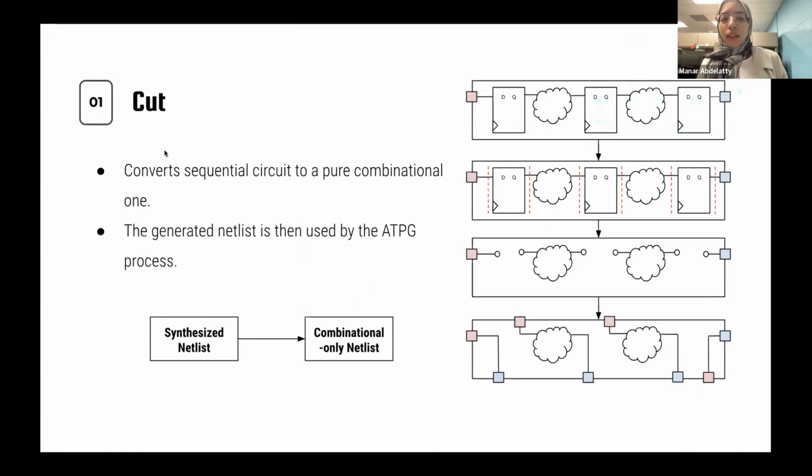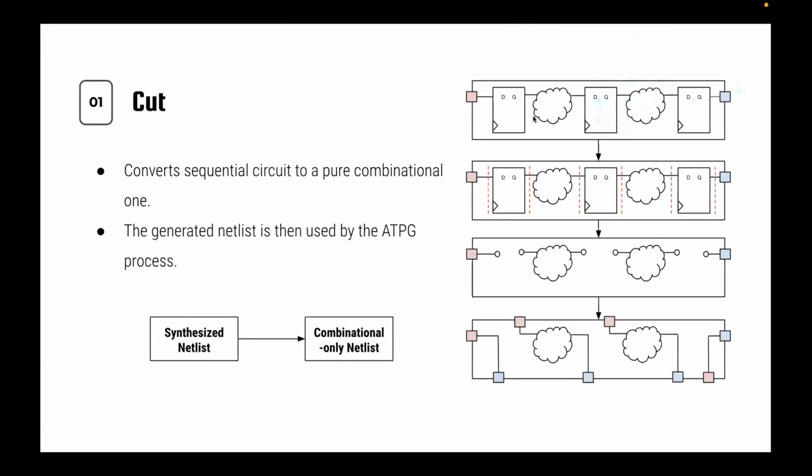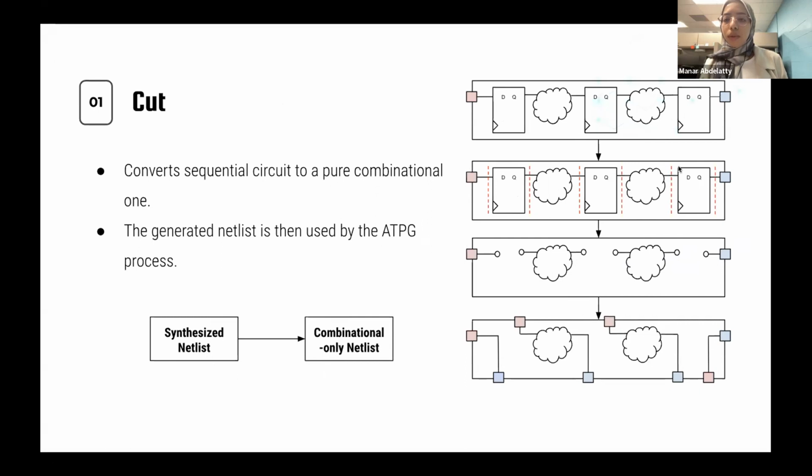Going into more detail into how each process works, the first process is the cut process. As I said, this process takes as an input the synthesized netlist, which comes from the RTL logic synthesis, and it outputs a netlist that's composed only of combinational logic. For example, in this diagram, we have a netlist with 3 flip-flops. When it goes through the cut process, the 3 flip-flops will be removed and their input and output ports will be exposed as input and output ports of the top netlist itself.